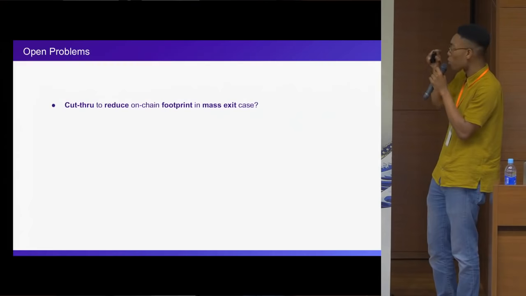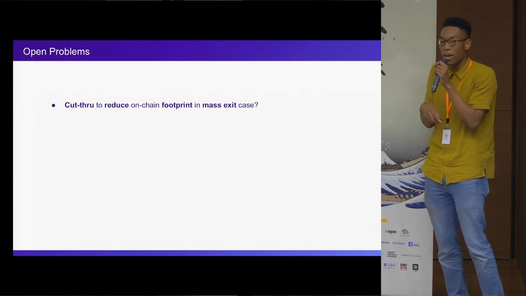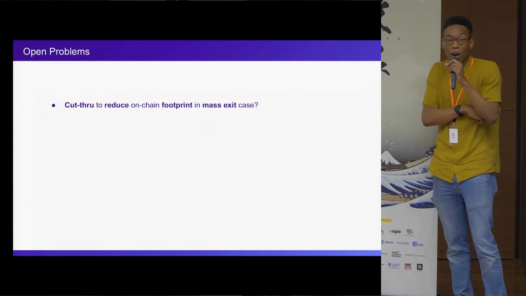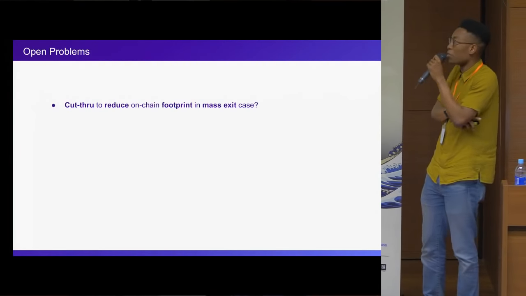Some more problems. One problem is how do we actually reduce the on-chain footprint of these max exits? You can imagine if we have 100 participants in the channel and they all want to broadcast at once, and we maybe have 1,000 channels on-chain. How do we reduce the size of that?